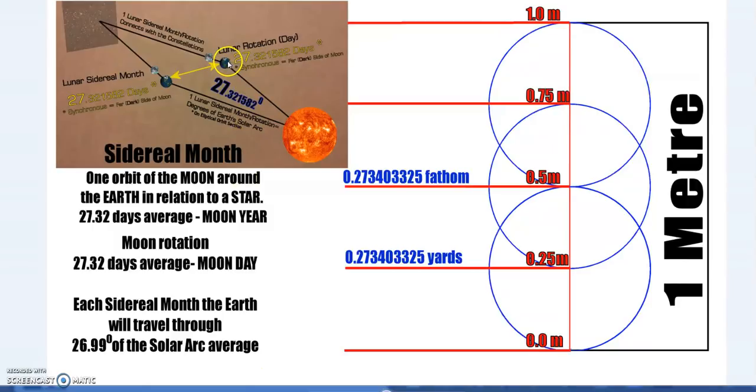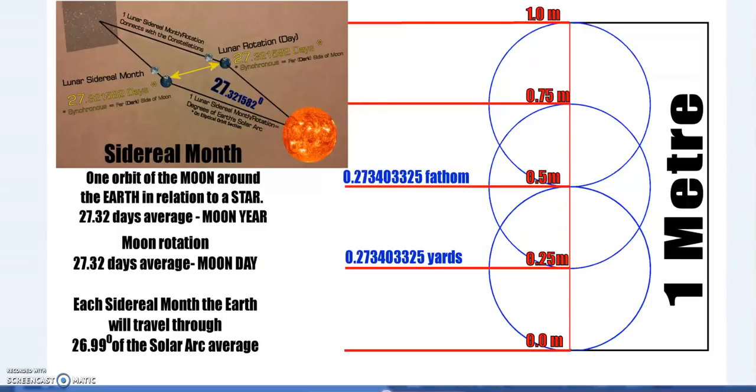However, during the average sidereal month, the Earth will travel through 26.99 degrees of the solar arc. So imagine 360 degrees defining the year, a big circle around the sun. Well, one sidereal month will be on average 26.99 degrees of that arc.